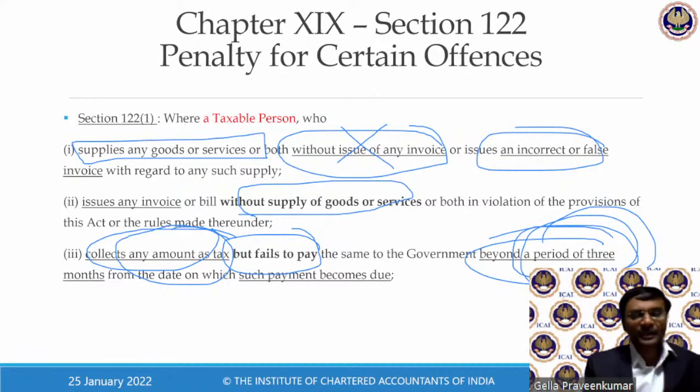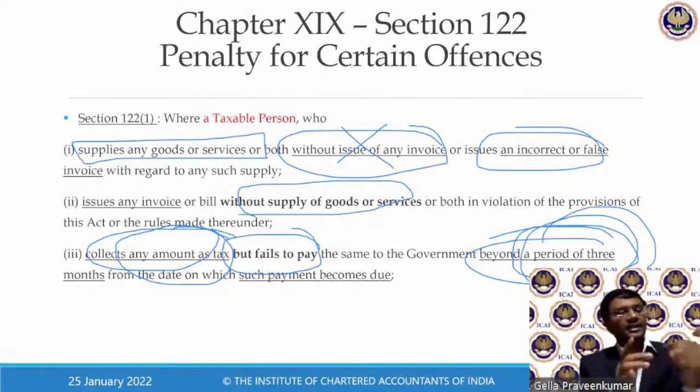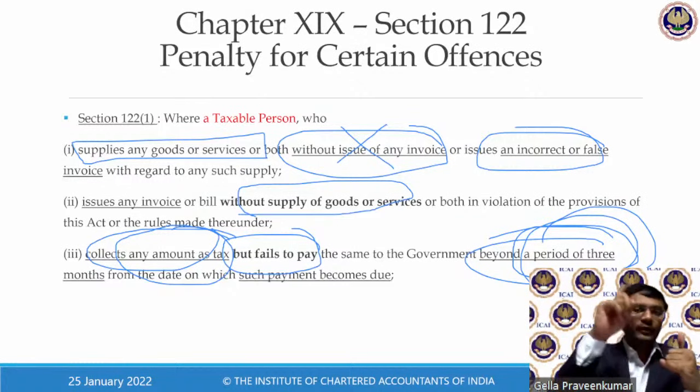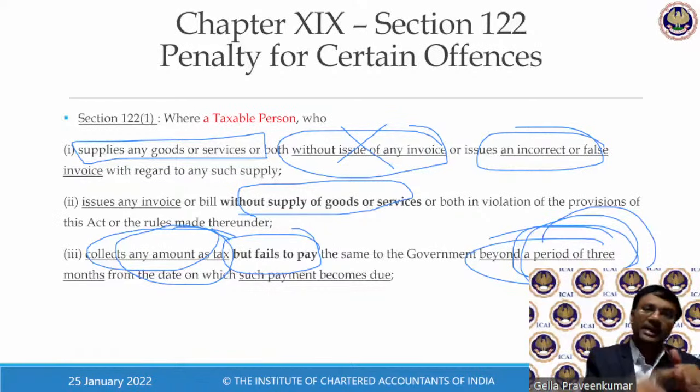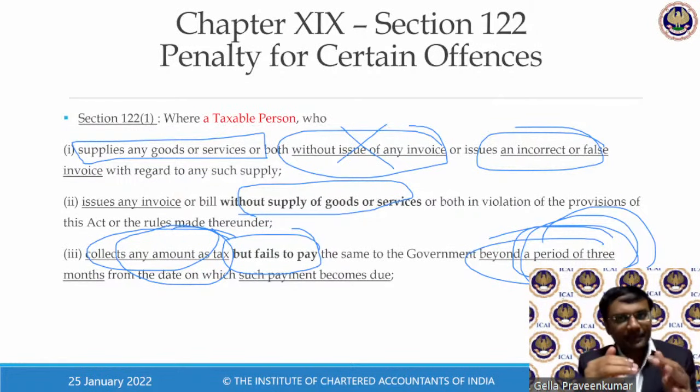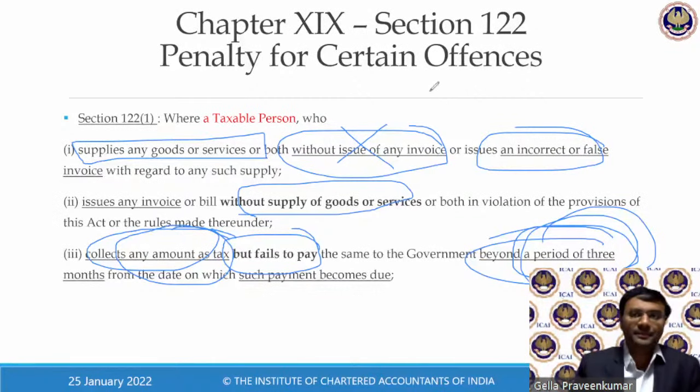So students, I have various aspects. 1 month, I'll go for Section 73. Beyond 3 months, I'll come to Section 122. Money not paid, I'll come to Section 76. These 3 provisions I'll discuss at length. Just wait for another 45 minutes. Moving further.